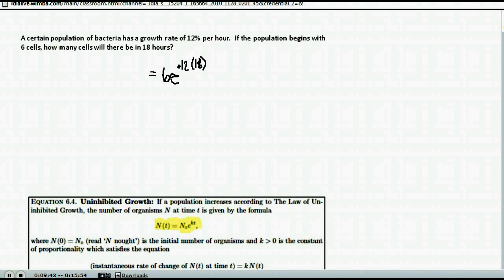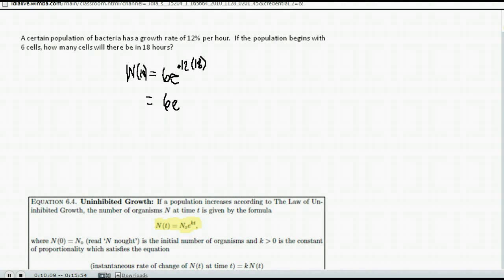And what will the population be after those 18 hours? So we do not know our N of t, or N of 18 in this case. So we just have to evaluate that, but you need to remember to use order of operations. So again, we need to know what our exponent is up there first. So let's take our 0.12 times 18, and we get 2.16. The next step would be e to the 2.16. And lastly, we'll multiply by 6. Again, the less rounding you do, the better.